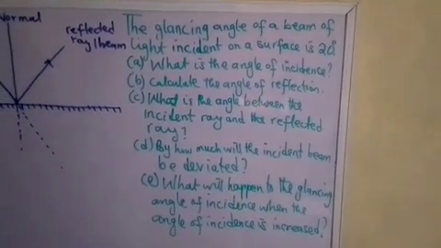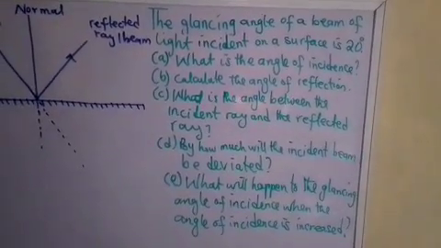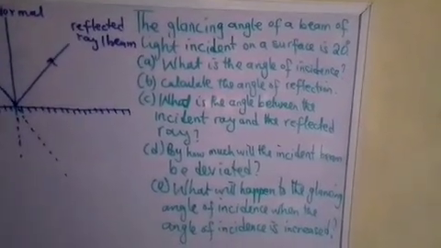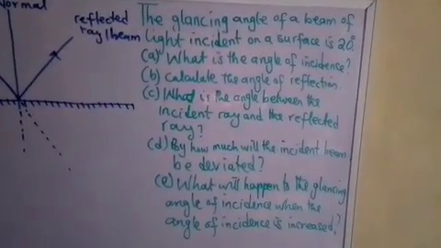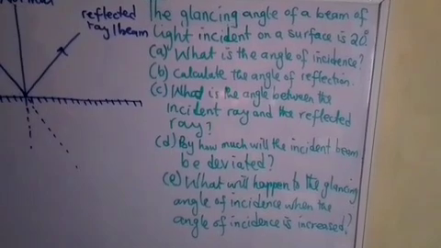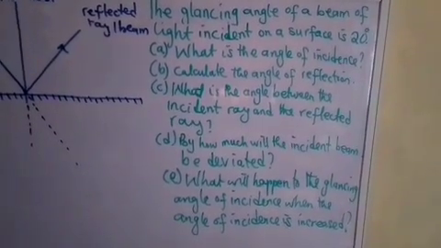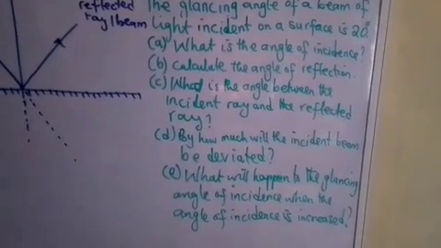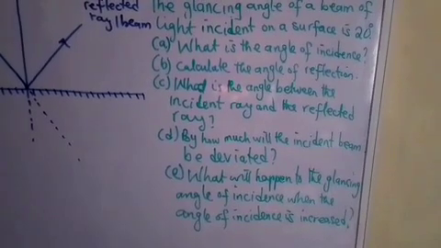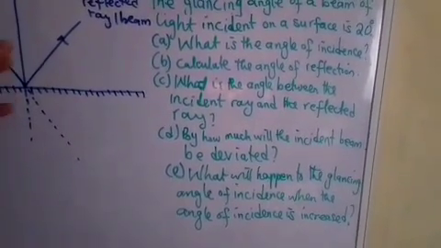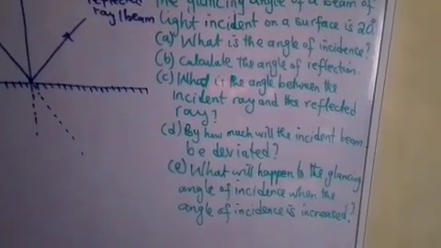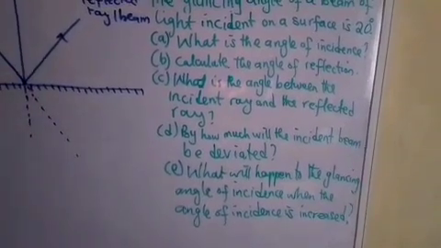There's a problem here I want us to solve together. Now, this is the question. The glancing angle of a beam of light incident on a surface is 20 degrees. First question A. What is the angle of incidence? Question B. Calculate the angle of reflection. C. What is the angle between the incident ray and the reflected ray? Question D. By how much will the incident beam be deviated?